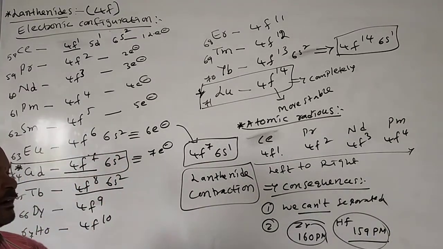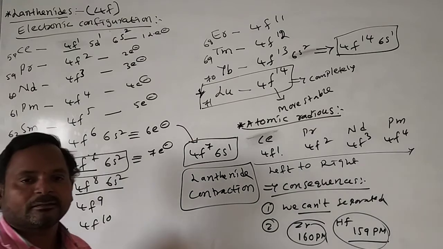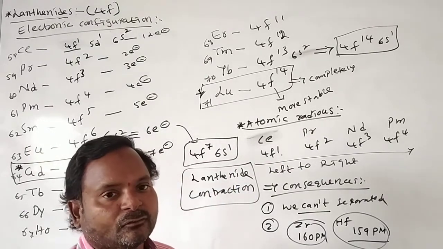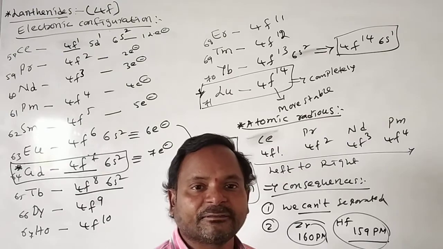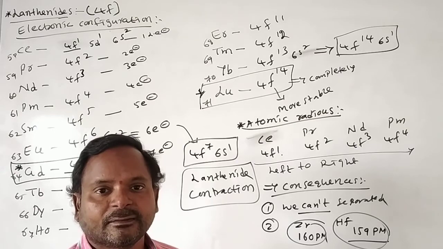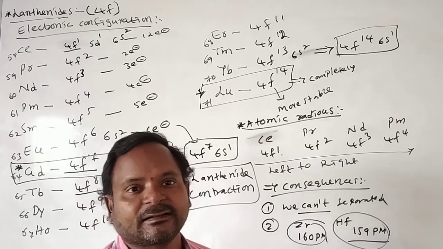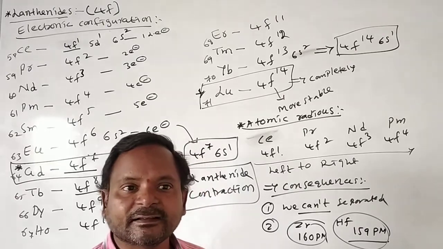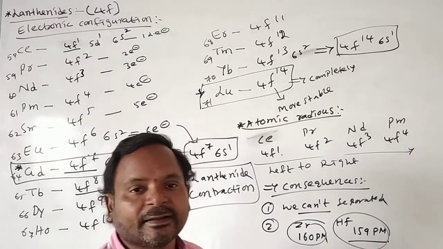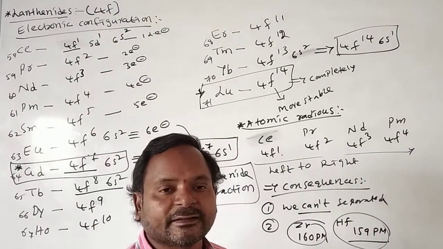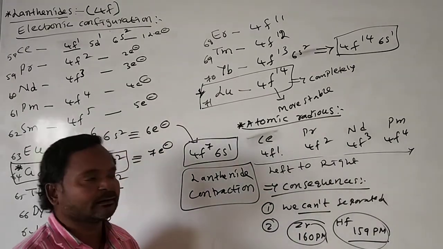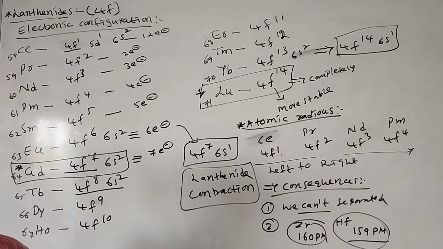Okay, this is about the lanthanide contraction and atomic radii. What is the lanthanide contraction? The decrease of atomic size from cerium 58 to lutetium 71 due to increasing nuclear charge. And why is the nuclear charge increased? The differentiating electron enters into only one orbital. That's why the nuclear charge gradually increases while moving left to right. This is called lanthanide contraction, and these are the consequences of lanthanide contraction.